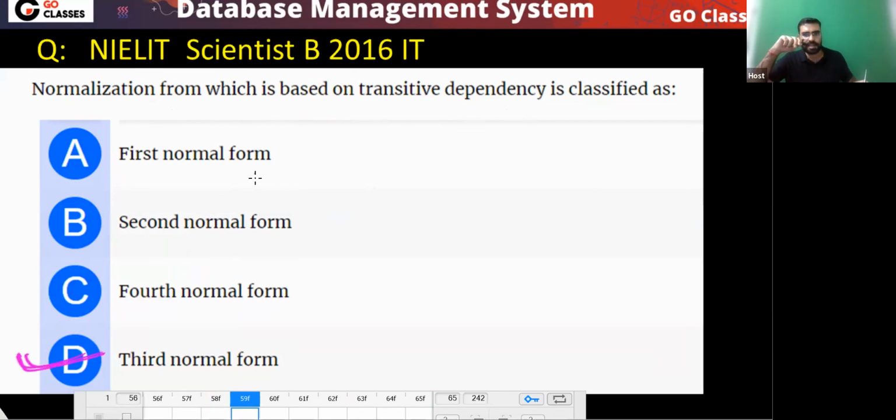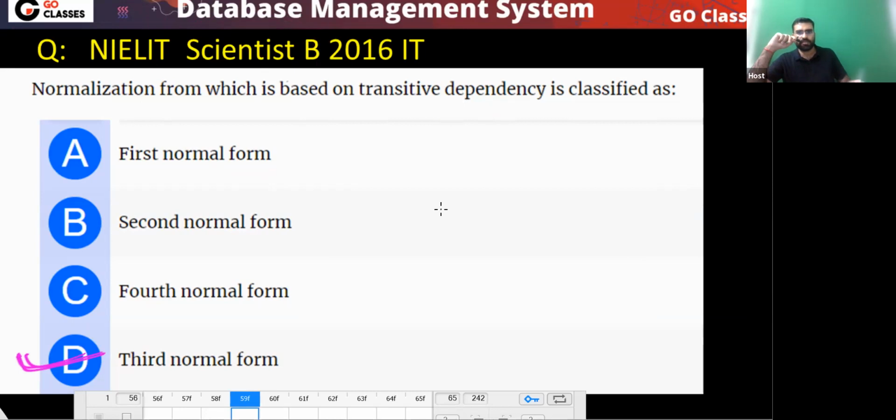Question wise, this is a poor exam. This NIELIT exam, question wise, is very poor, but the post is very good. Scientist B, the post is very good, the job is very good. You will get a government job with a good salary. If you include all the benefits, almost 90,000 salary you are getting per month, and that is a government job. This is a very nice job.